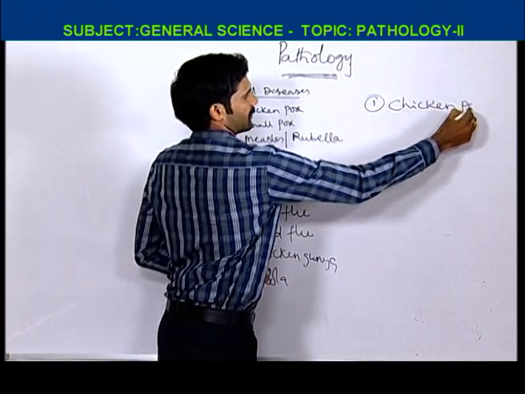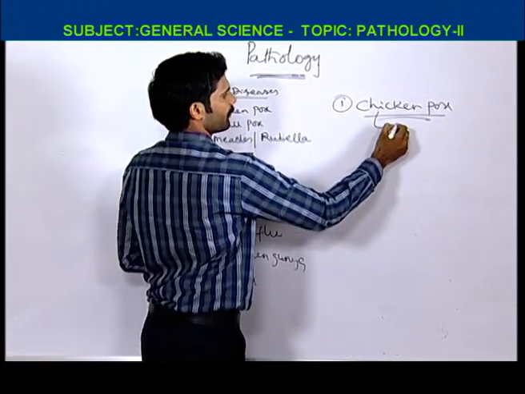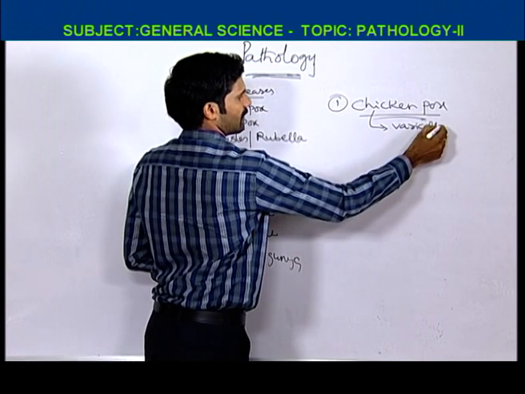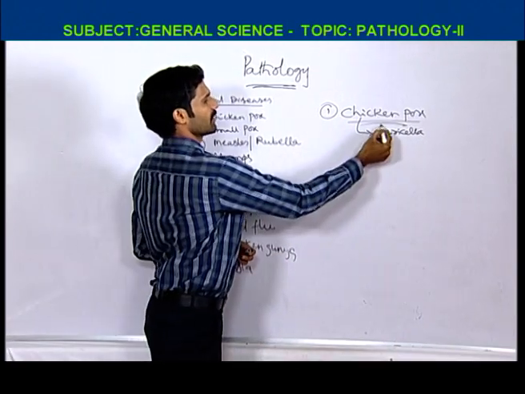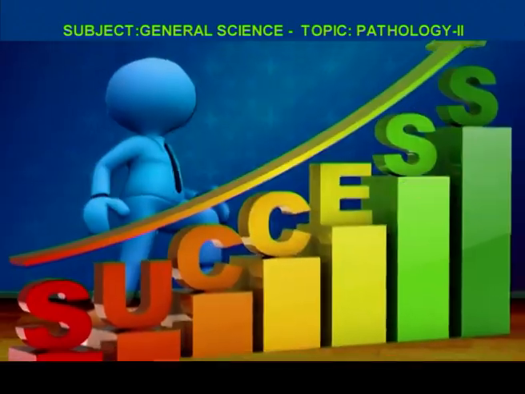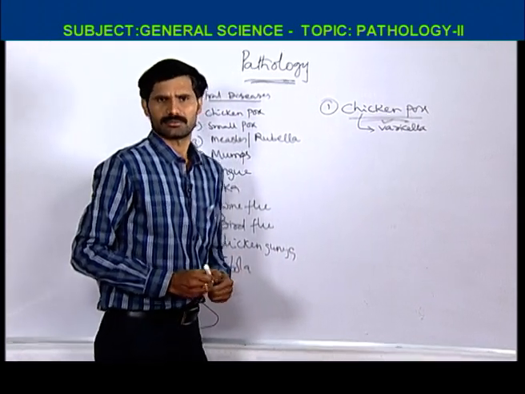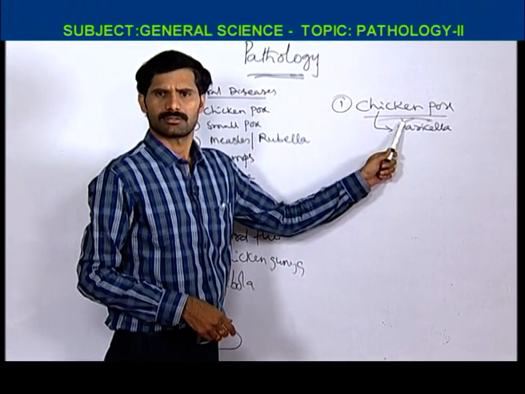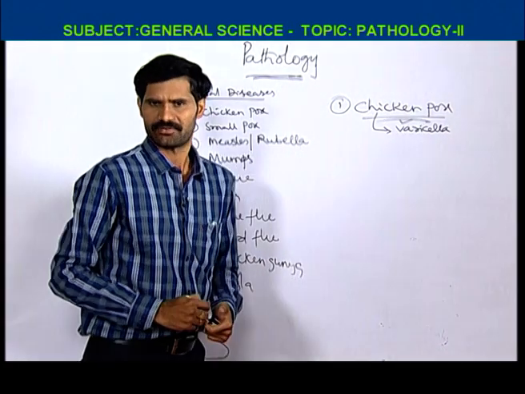First viral disease, chickenpox, caused by a virus, namely varicella zoster virus or varicella virus. Chickenpox is an important viral disease. Children are severely affected after 6 months of age.